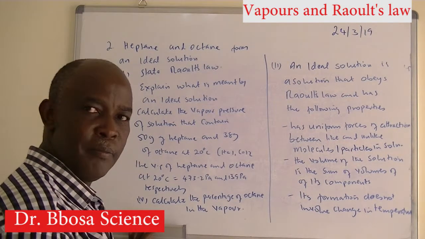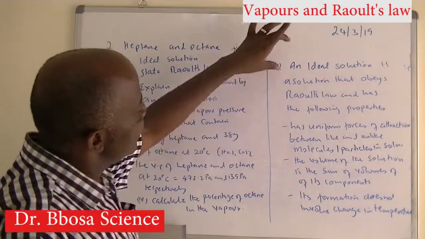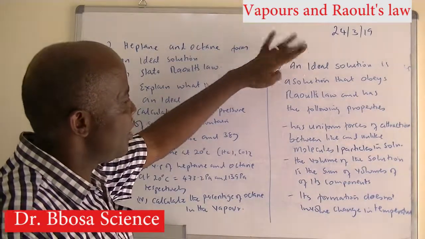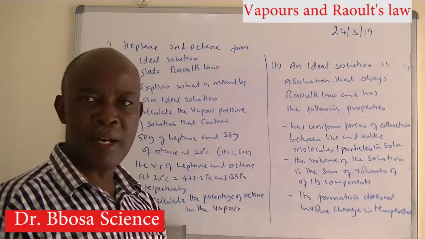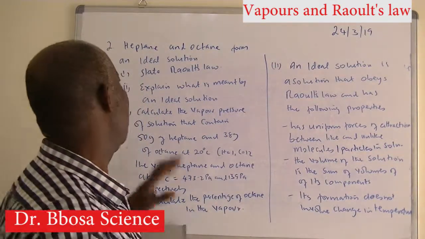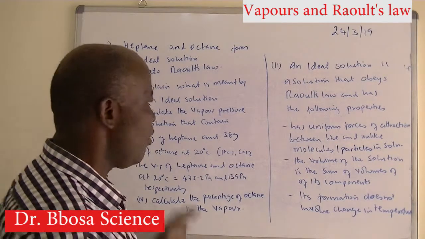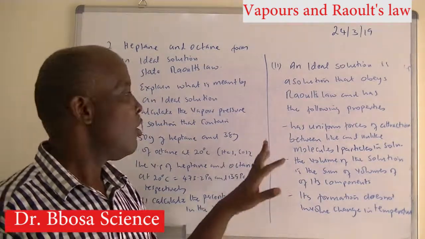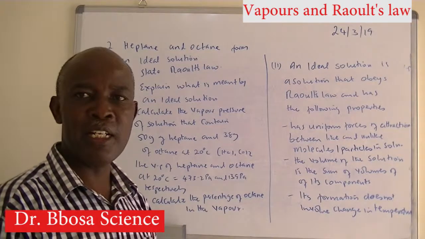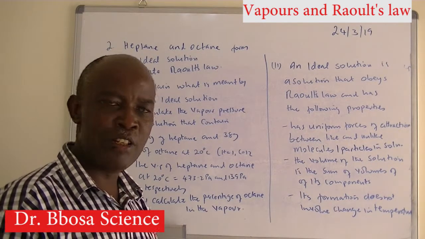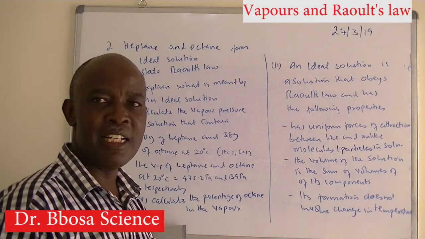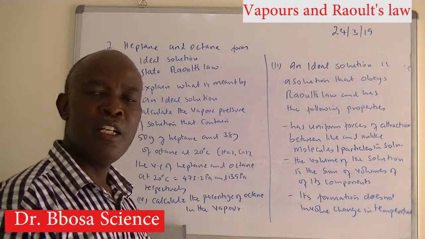Just saying that an ideal solution is a solution that obeys Raoult's law may not be enough to get all the marks. So every time they say state Raoult's law, if space allows, also talk about the qualities of an ideal solution, in addition to saying that it is a solution that obeys Raoult's law.